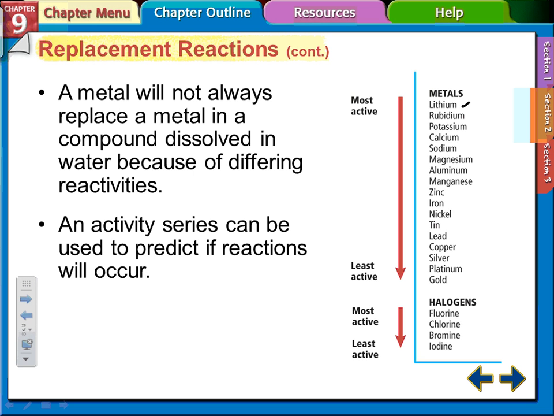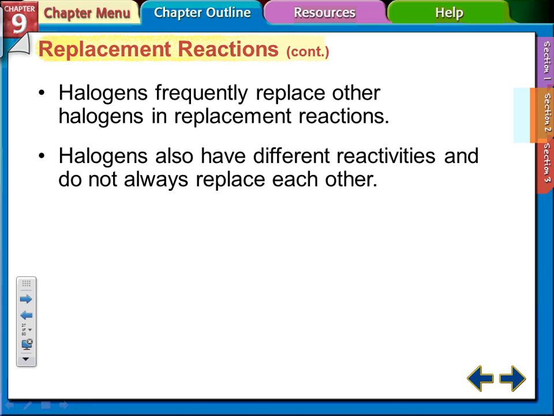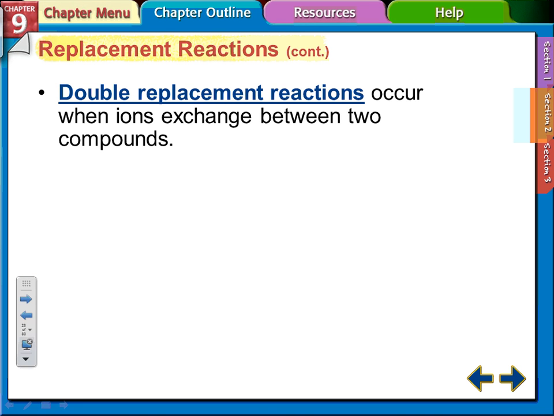And we can use these. Some people have asked me why reactions occur, and we can see from this activity series why sometimes it'll happen and sometimes it won't. If we have a more active metal, it'll replace a less active metal in a reaction, but not the other way around. Halogens frequently replace other halogens in replacement reactions, but halogens also have different reactivities and do not always replace each other, right? Nothing can replace a fluorine because that's the most active one, but other halogens could replace each other.